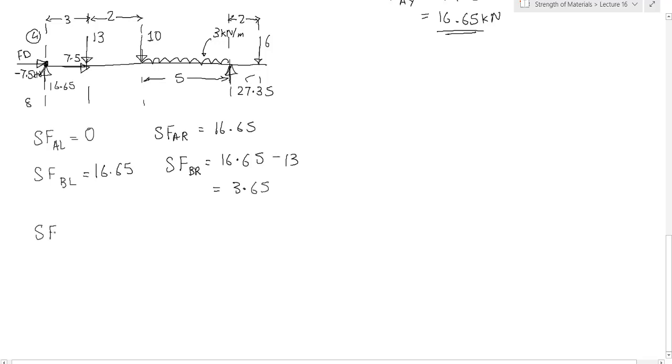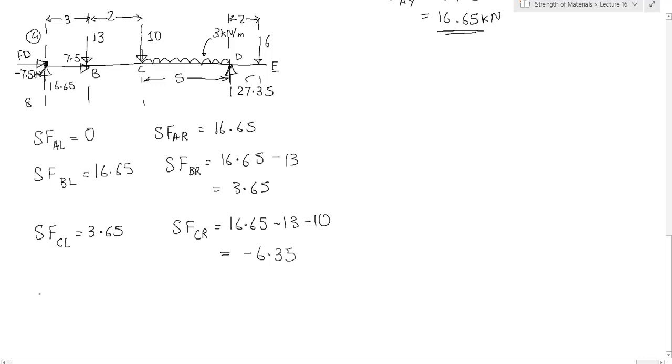So shear force to the, this is B, this is C, this is D, and this is E. So shear force to the left of C. To the left of C it will be 3.65. Shear force to the right of C, it will be what? 16.65 minus 13 minus 10. I will just calculate 3.65 minus 10. It is coming out to be minus 6.35.